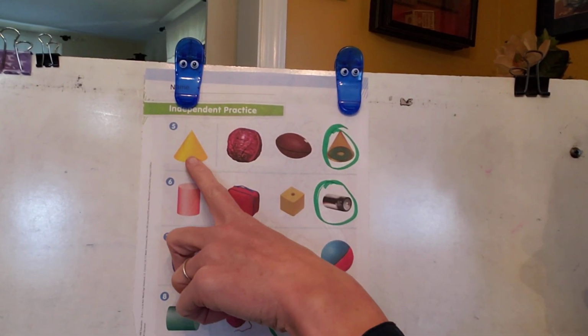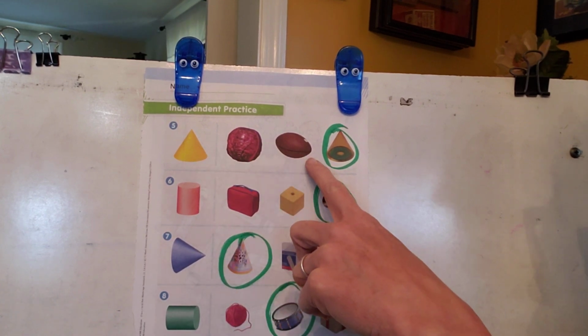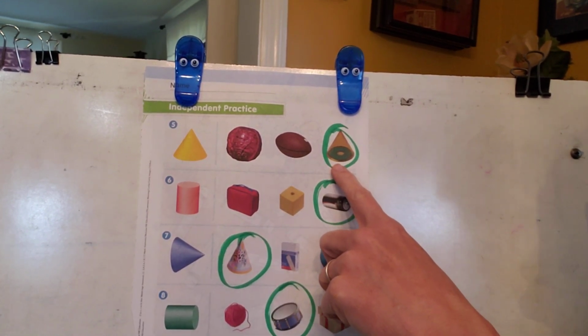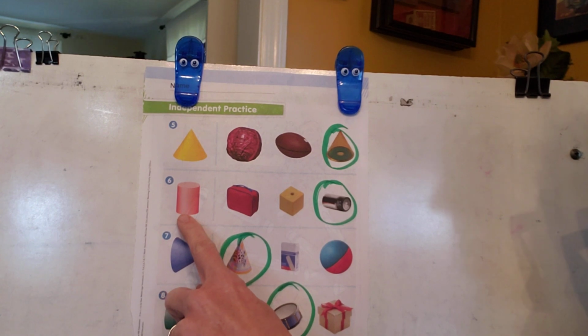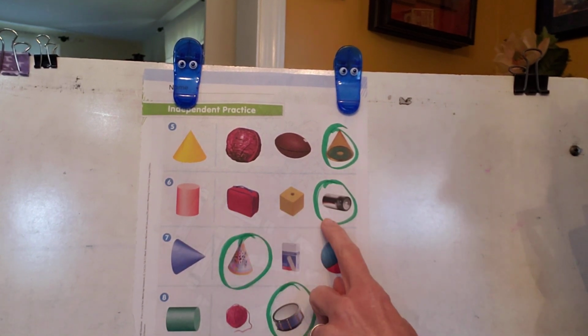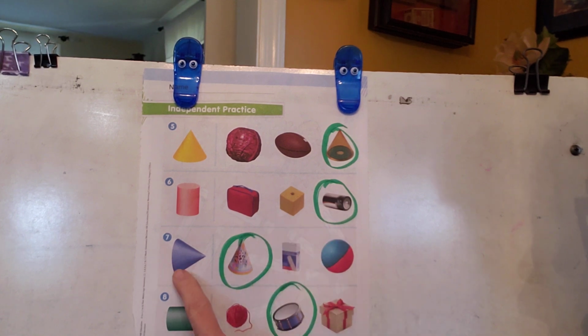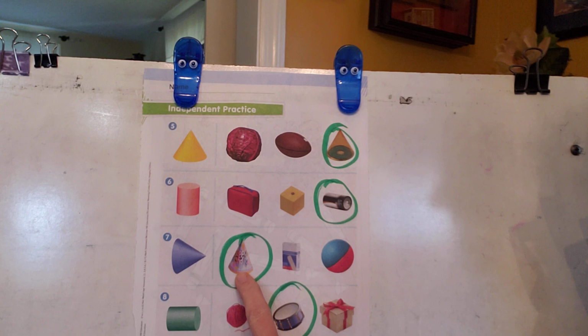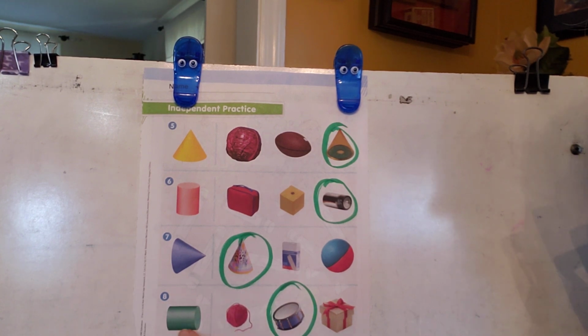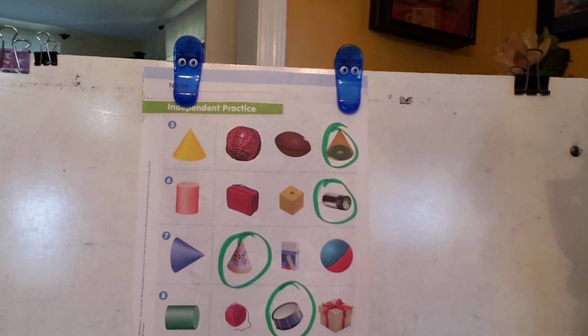All right, did you find the match in this row? Very good. How about the match to the cylinder? Very good. How about to the cone? Good job. And how about to the cylinder here? It was the drum, right? Excellent. Good job. All right.